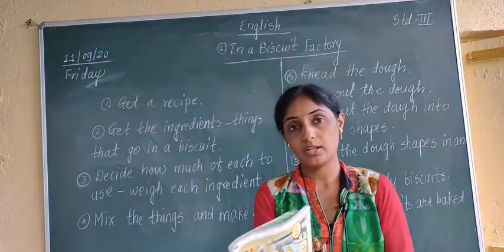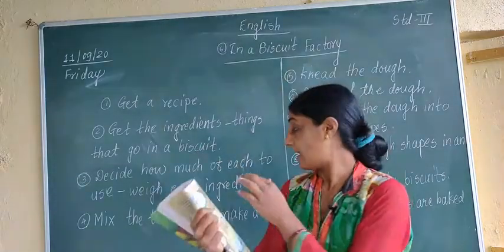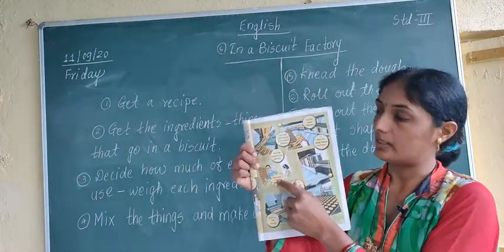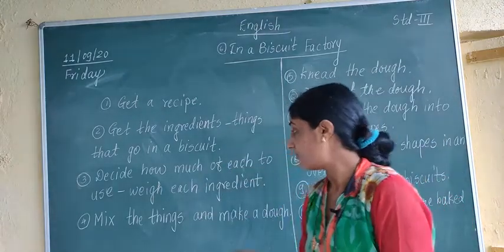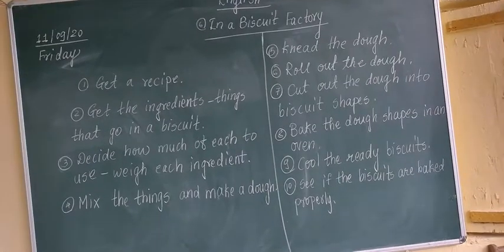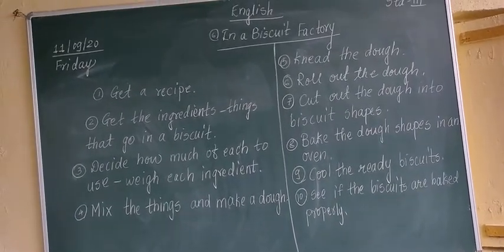The 11th and 12th points are there in your book, okay. As there is no place on the board, I have not written the 11th. The 11th is here and the 12th one is here. With the help of all these 12 sentences, you have to write down the steps of how to make biscuits in a factory, okay. The first 10 I have written on the board, and the 11th and 12th you have to write down from the book.